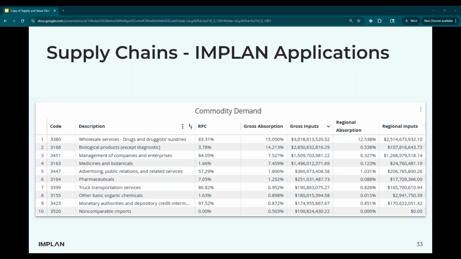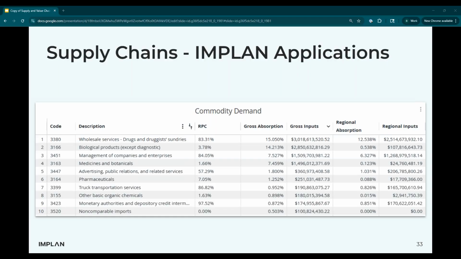And then we also have the RPC, the regional purchase coefficient. What percentage of that input is produced within the region of interest. Again, here we're looking at North Carolina as a whole. I can look down closer into this in terms of individual counties as well, MSAs, custom aggregated regions. As you customize those aggregations, we rebuild all of these tables.